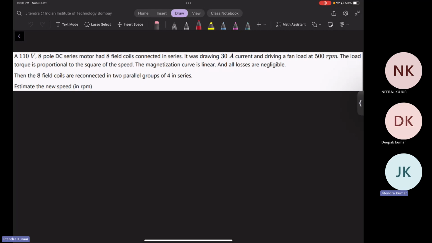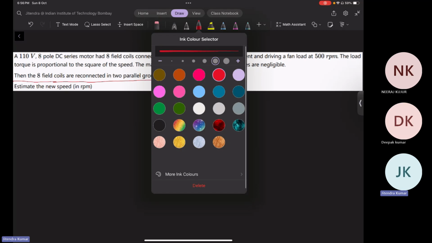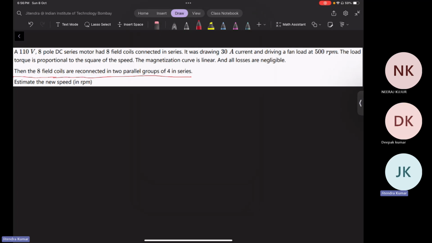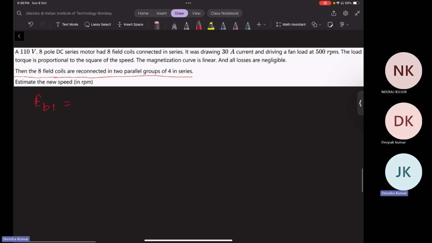This last statement is apparently saying that they are reducing the field current, which means field flux. Okay, so again, we have to estimate the new speed, which means we have to again end up with some new back EMF. And again, we will go ahead with EB1 and EB2. So EB1, we can calculate. As I mentioned in the last problem also, load torque will generally be proportional to the square of the speed for such kind of motor.